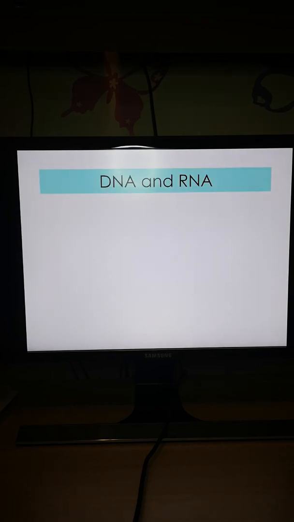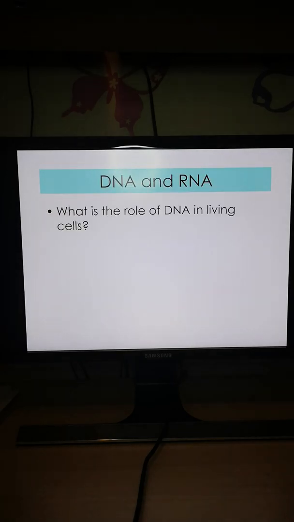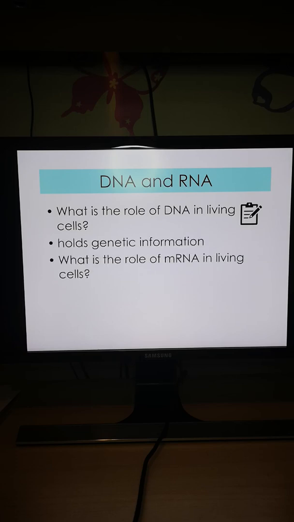Okay, so DNA and RNA, what do we know? What's the role of DNA in a living cell? Write down your answer. Okay, we should have that it holds the genetic information. So it holds the base sequence that codes for proteins and functional RNA. So it's where we find our genes, our genetic information.